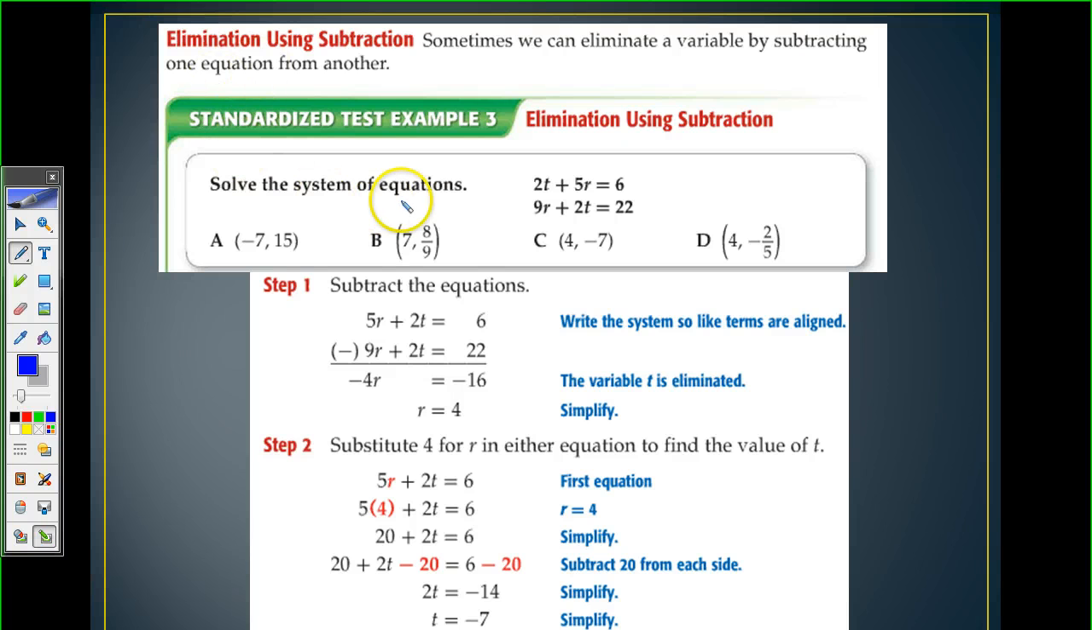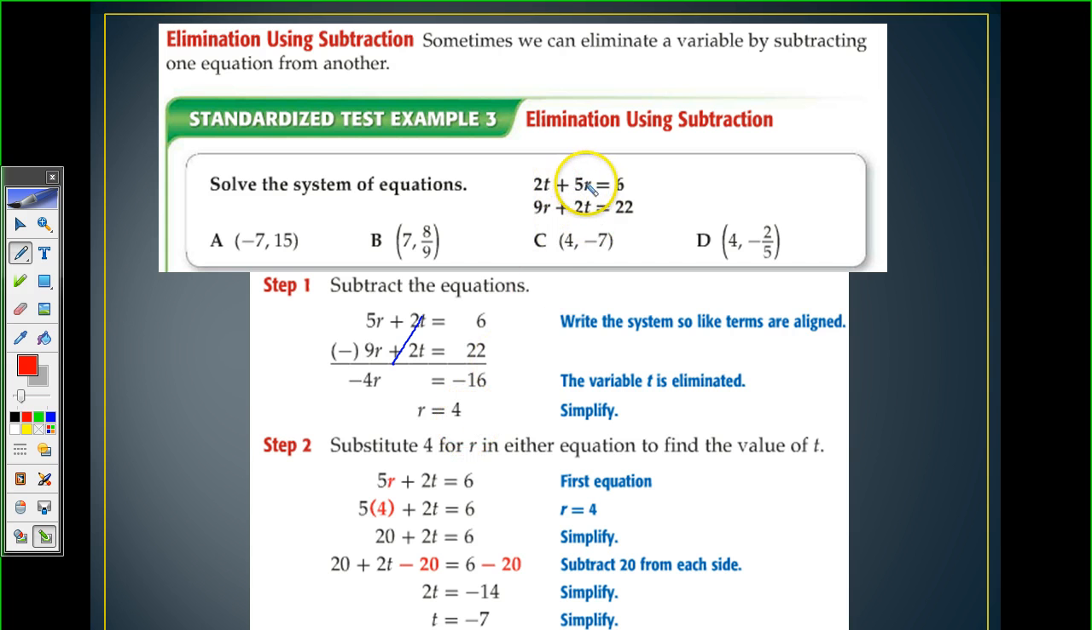Okay, solve the system of equations. So here, if you rearrange this, you have 2t and 2t. So I would actually rewrite this, and they did that here. So the t is lined up nice. So you have positive 2t and a positive 2t. So in this case, you are going to subtract top and bottom to get rid of this part. When you subtract 9r from 5r, you get negative 4r equals negative 16, r equals 4.